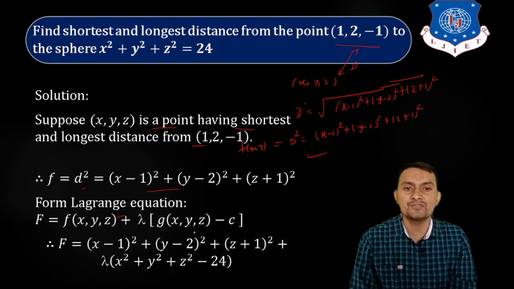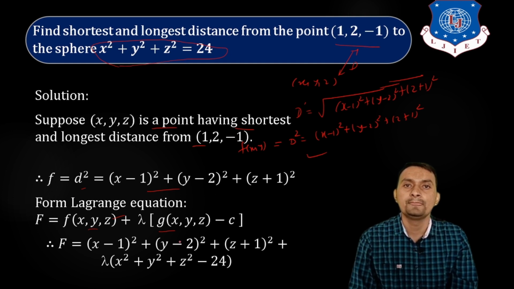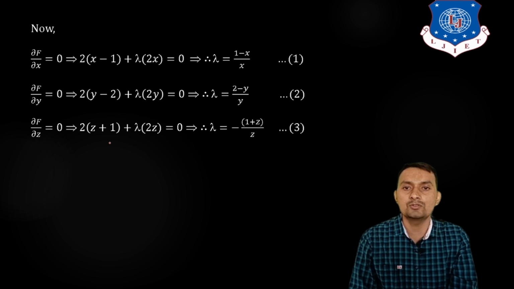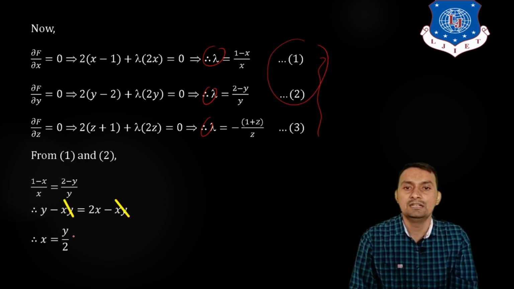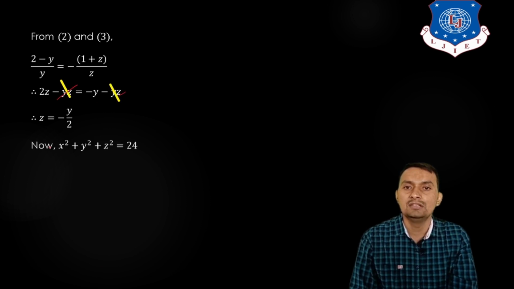this is the Lagrange equation. So just put here, this is the f and this is the g. G is the constraint on the sphere, whatever we have, that will be our constant. So x squared plus y squared plus z squared minus 24. When we determine f_x equal to 0, f_y equal to 0, f_z equal to 0, and make lambda the subject, we will get equations number 1 and 2. From this, after simplifying, we get x equal to y by 2, and after this one, after simplifying, when you take its cross product, this is going to be cancelled out, and you can observe that z is equal to minus y by 2.